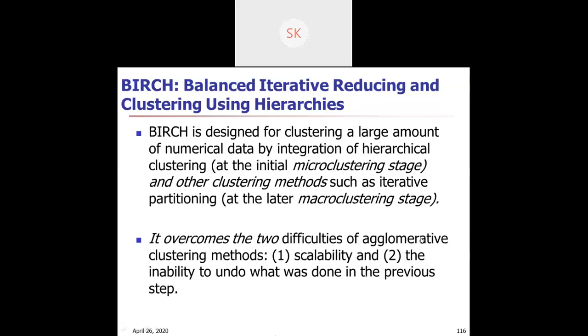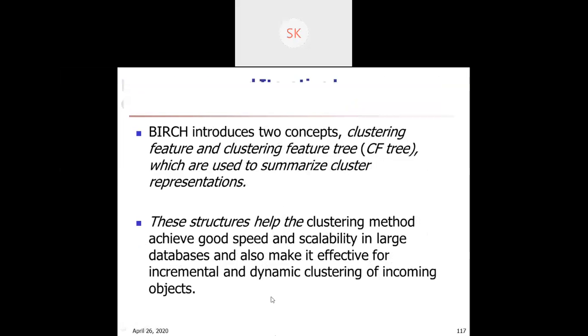It overcomes two difficulties of agglomerative clustering. First is scalability, second is the inability to undo what was done in the previous step. BIRCH introduces two concepts, clustering feature and clustering feature tree (CF tree), which are used to summarize cluster representation. These structures help the clustering method achieve good speed and scalability in large databases, and also make it effective for incremental and dynamic clustering of incoming objects.